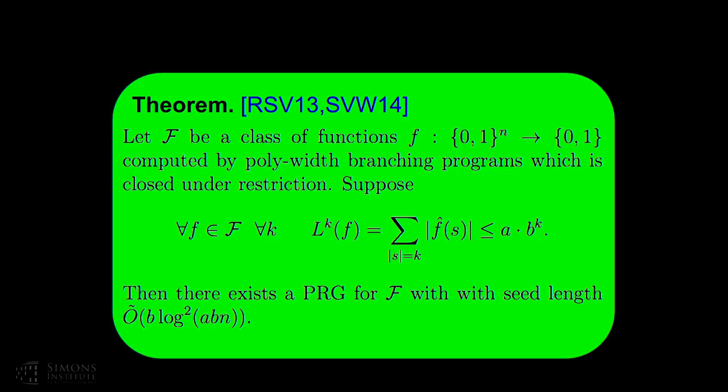And the fact that it's computed by polynomial width branching programs is to say that I don't need to do this padding thing where I insert random zeros into my string in a truly uniform manner. It suffices for me to do this in a k-wise independent manner. So we do use some property of these polynomial width branching programs.